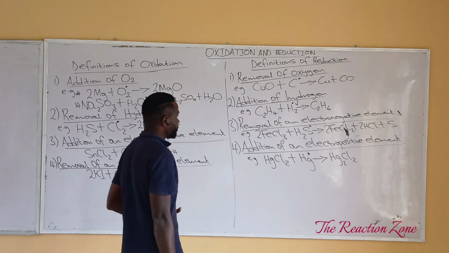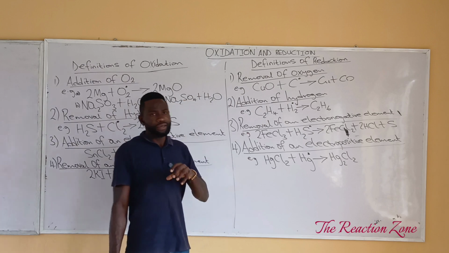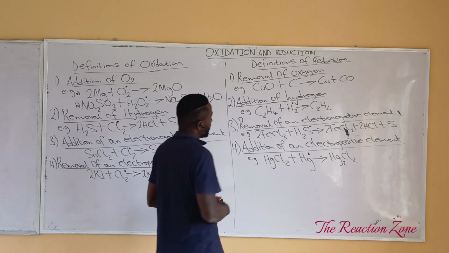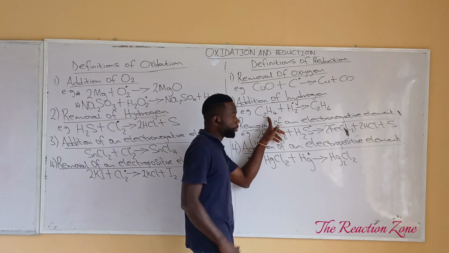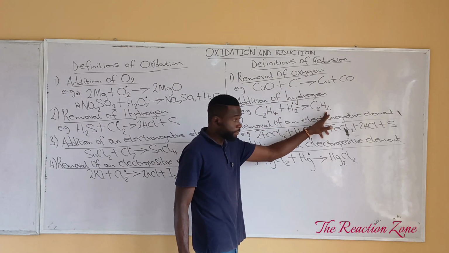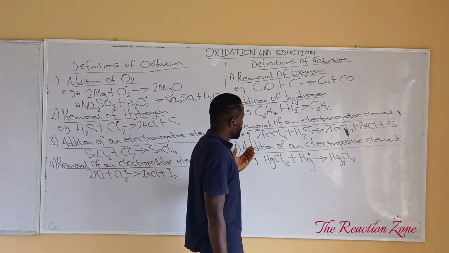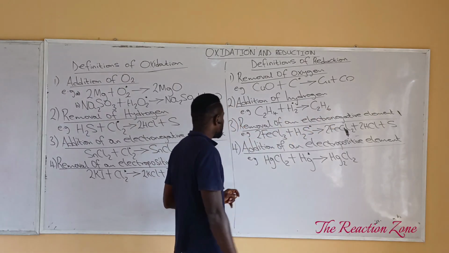The second definition is the addition of hydrogen. So reduction can also be defined as the addition of hydrogen to a substance. In the example here, hydrogen is added to ethene to give ethane. So ethene is undergoing reduction by the addition of hydrogen to it to form ethane.